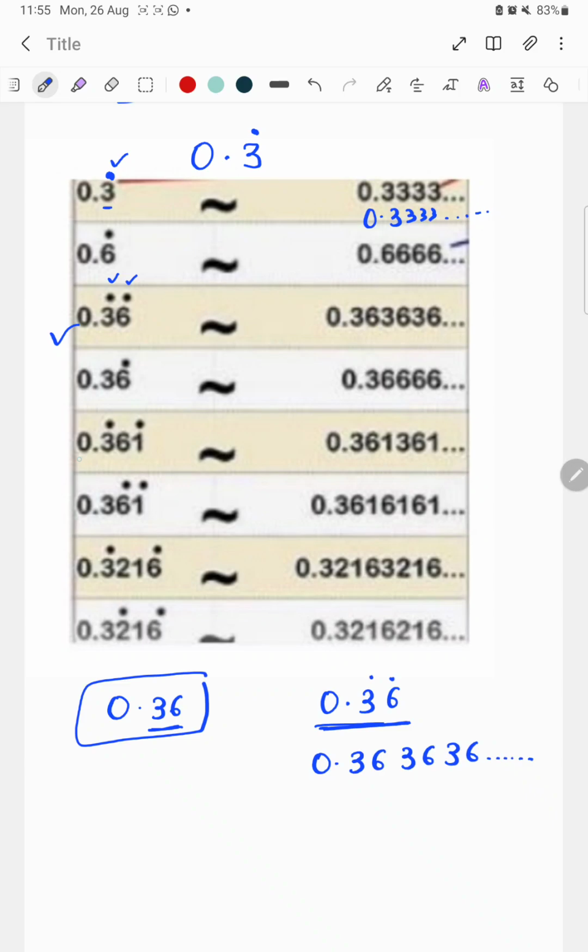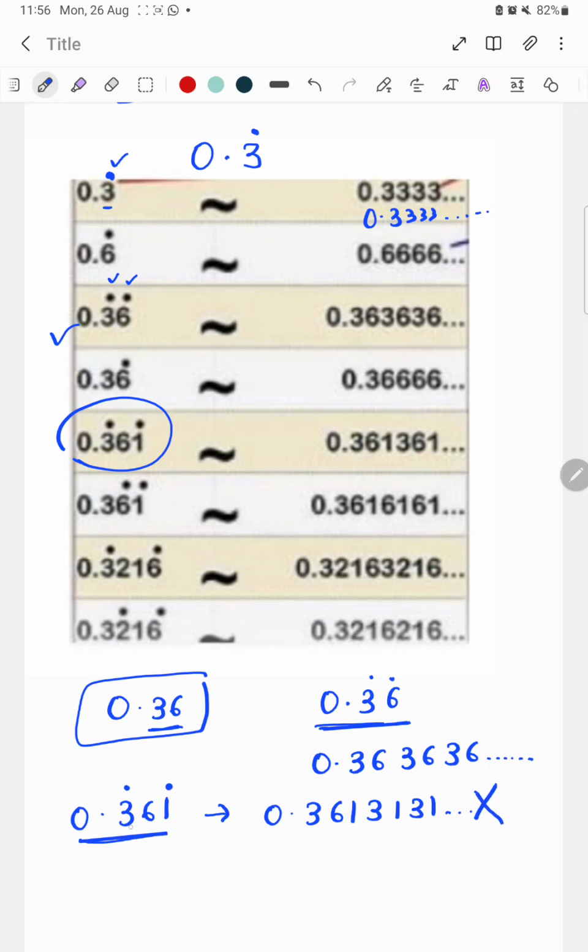Okay. Then a very important question: 0.361 with dots on the 3 and the 1. How do we have to write this number? This number means the number is repeating starting from the digit 3 until the digit 1. We will not say it is 0.361 and then 3131. No, that will be wrong. It has to be interpreted as the digits are going to repeat from 3 all the way to 1. So we can write it like 0.361, 361, 361 and so on.